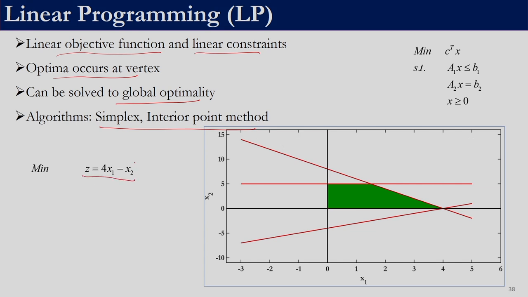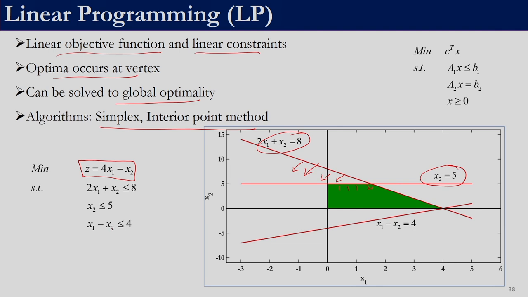Minimize z equal to 4x1 minus x2. Our decision variables are x1 and x2. The first constraint is 2x1 plus x2 less than or equal to 8, so we draw the line 2x1 plus x2 equal to 8. Another constraint is x2 less than or equal to 5, which leads to this particular line. When we say x2 less than or equal to 5, any value below this line is the feasible region. For 2x1 plus x2 less than or equal to 8, any value in this region is a feasible solution with respect to this constraint. But with respect to the other constraint, some of the feasible region is lost.